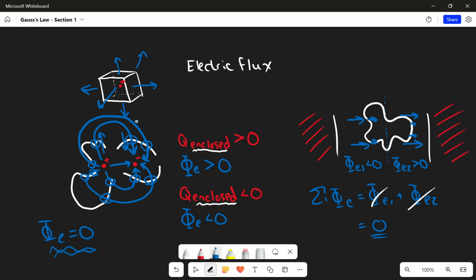So hopefully that helps you understand the concept of flux a little bit. It's basically just the measure of how much electric field flows through a surface, whether it's leaving or coming in, leaving and then coming back in, whether or not there's no enclosed charge at all. All you've got to remember, positive net enclosed charge, positive flux. Negative enclosed charge, negative flux.